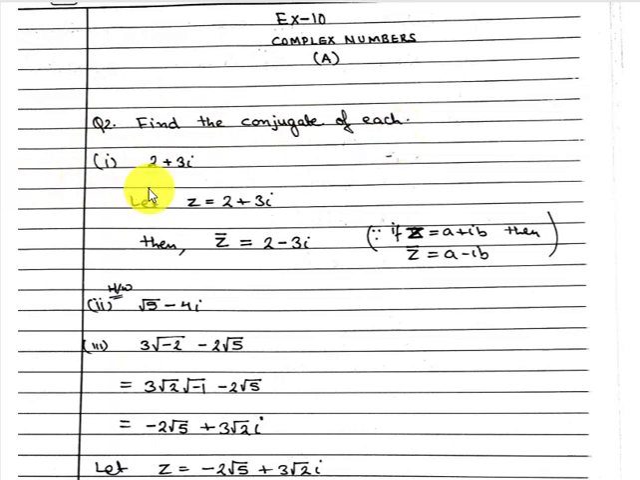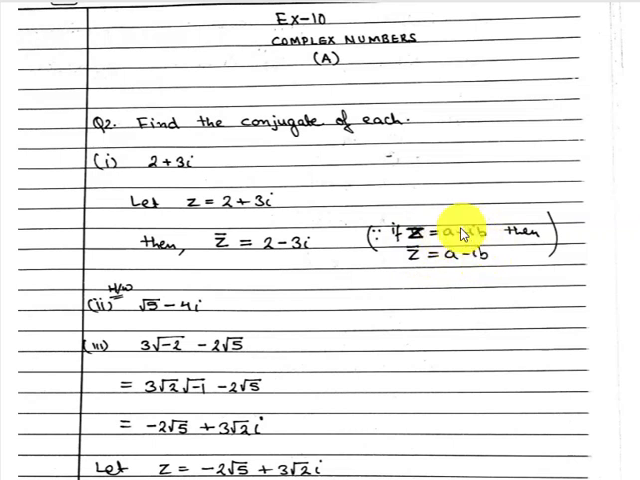So here the first one is 2 plus 3i. Clearly it's a complex number because it is in the form of a plus ib. So I am denoting this complex number as z is equal to 2 plus 3i. Now I need conjugate of this. Okay, so you know that if you have a complex number a plus ib, then conjugate of this will be z bar equal to a minus ib.